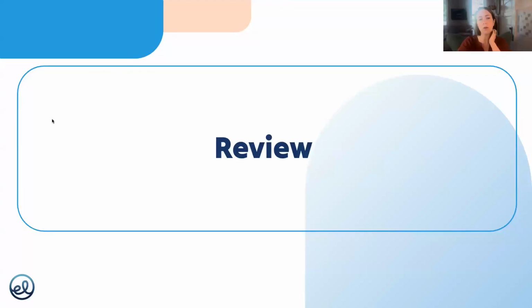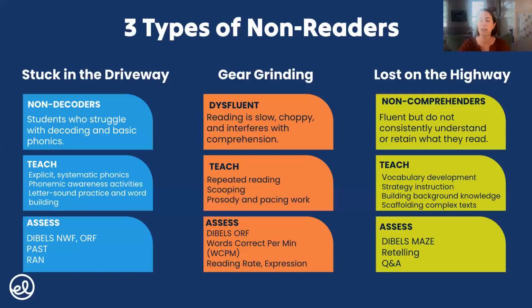So let's review a few important concepts. I want to keep bringing these before your attention. That helps us move it from our working memory to our long-term memory. So we're going to hit, again, the three types of non-decoders. If 70% of students are not reading on grade level, 70% of those students in your classroom are going to fall into one of these three categories.